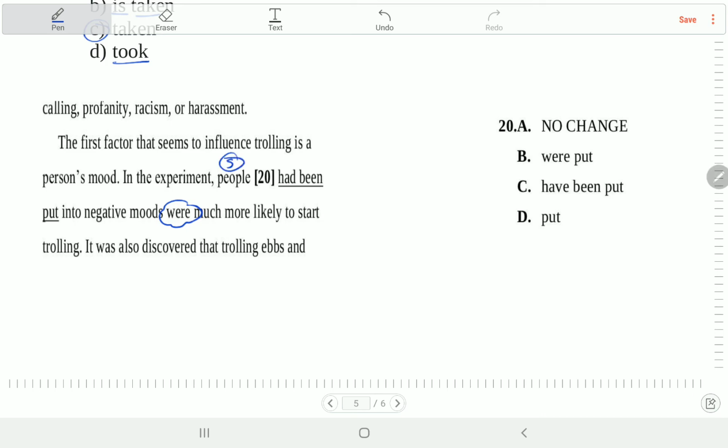I need a modifier. You want to describe the people whose mood is not good, the ones put into a negative mood. So where is put? Helping verb, main verb. C, helping verb, main verb. No. A, helping verb, main verb. So the correct answer is put.